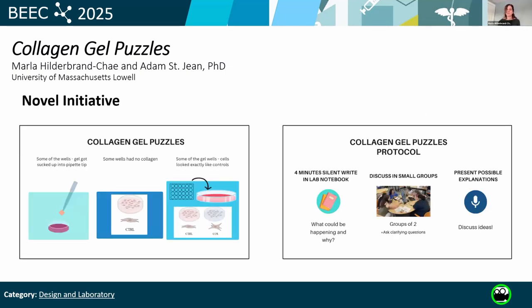Thanks, Adam. So once the students had made their gels and seeded the fibroblasts on the different stiffnesses of collagen hydrogels, they weren't going to see their experiment for 5 days. So my job as the TA was to fix the cells over the weekend with the hopes of the students being able to do immunofluorescence in the upcoming week.